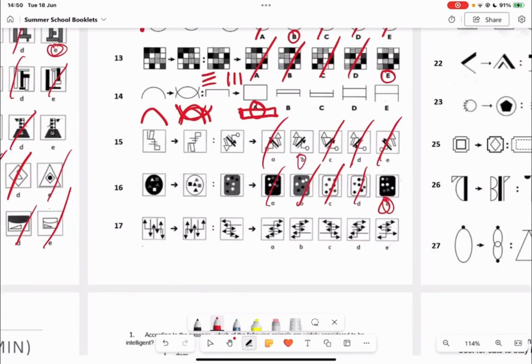Next, we look at question 17, which is a reflection in the y-axis. So considering this, it could be A, it cannot be B, C, D, or E, so the answer is A. You can imagine a y-axis there and it will be reflected.